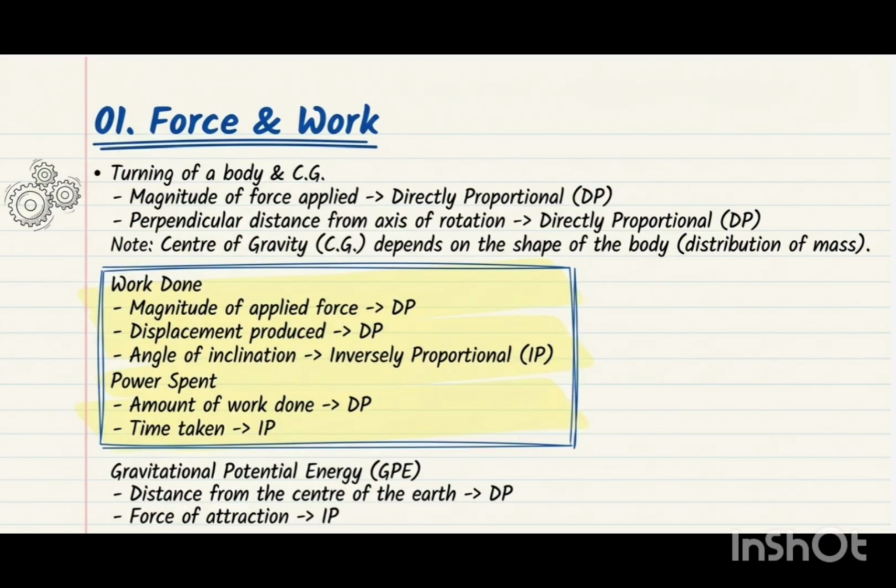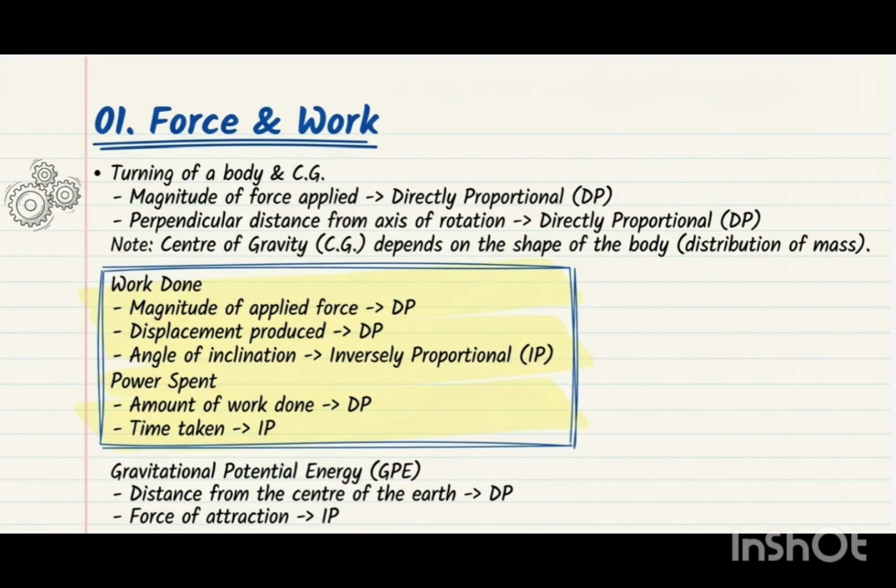Next comes power, which tells us how quickly work is done. Power is calculated as work divided by time. The unit of power is the watt, where 1 watt equals 1 joule per second. Another important concept here is the work-energy theorem. It states that the work done on an object is equal to the increase in its kinetic energy. Kinetic energy depends on the mass of the object and the square of its velocity, while potential energy depends on mass, gravitational acceleration, and height.